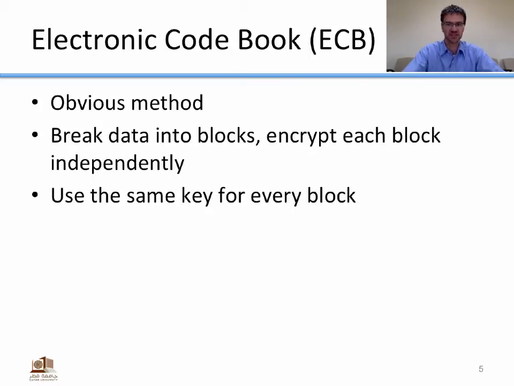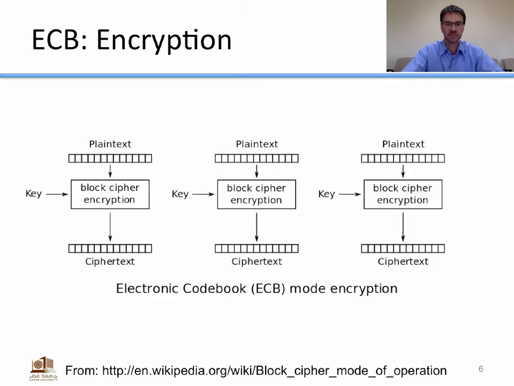So the first method is called electronic codebook. And this is kind of the obvious method, the first thing that everybody comes up with when they think, well, how can I break it into blocks and encrypt it? In electronic codebook, you break the data into blocks, you encrypt each block independently, and then you use the same key for every block. So let's look at a diagram of this.